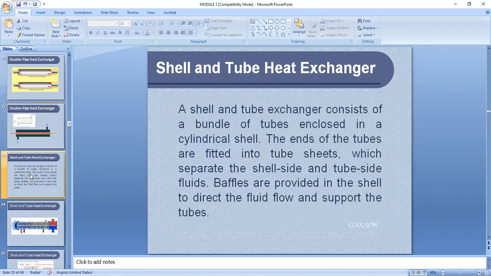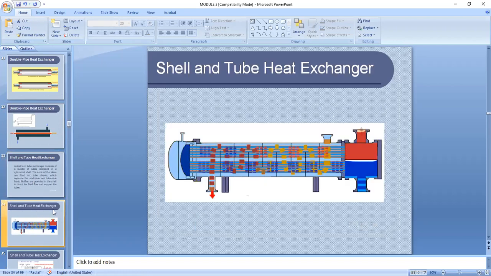Now, another type is the shell and tube heat exchanger. So when we speak of a shell and tube heat exchanger, this consists of a bundle of tubes enclosed in a cylindrical shell. So the ends of the tubes are fitted into tube sheets which separate the shell side and the tube side fluids. Now baffles here are provided in the shell to direct the fluid flow, at the same time support the bundle of tubes. And this is how a shell and tube heat exchanger operates.